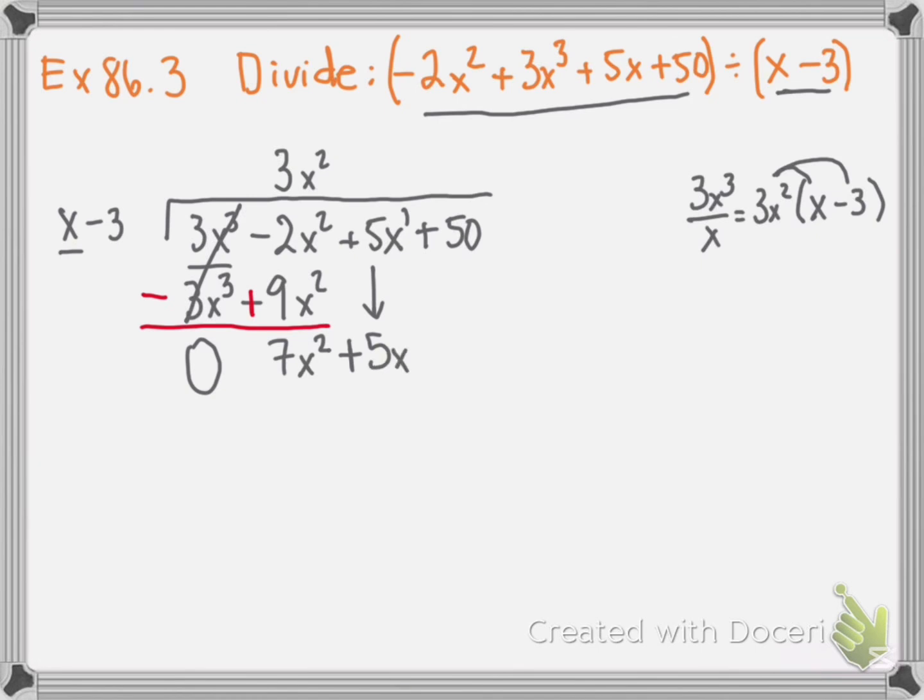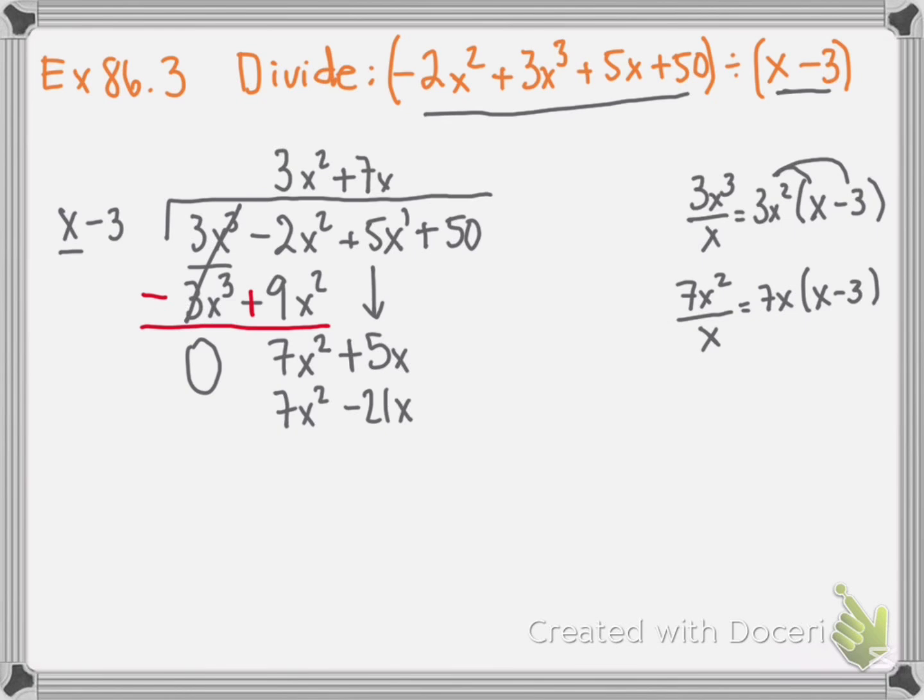And now we do everything again. So I'm going to start with 7x squared divided by x, and that's 7x. So we put here plus 7x. Then we're going to multiply by the divisor, which is x minus 3, and the answer is going to be 7x squared minus 21x.